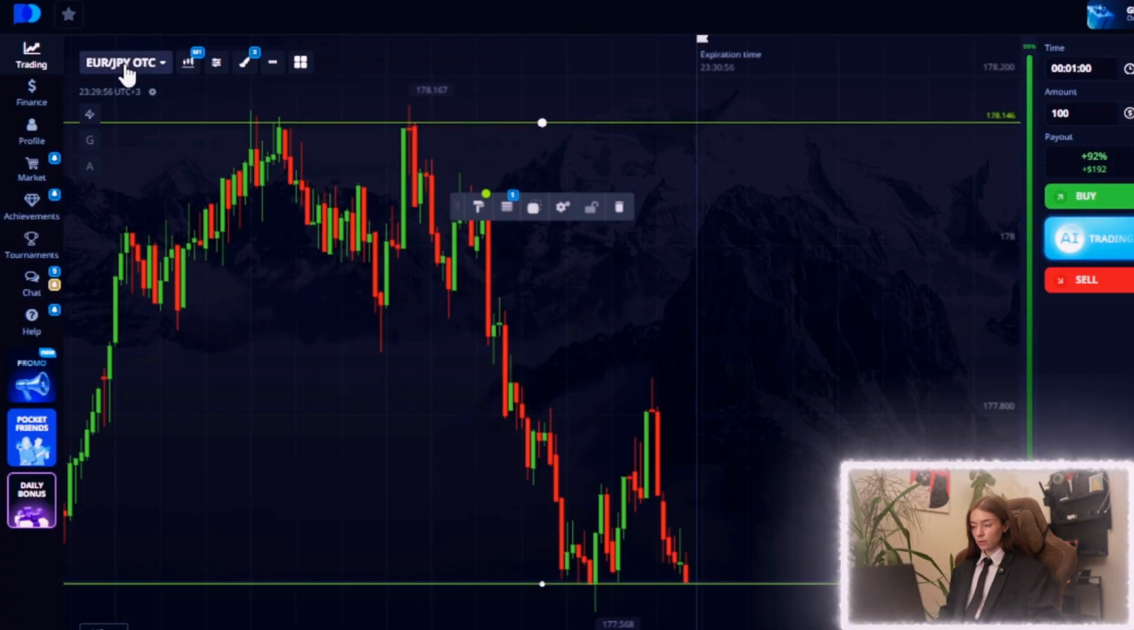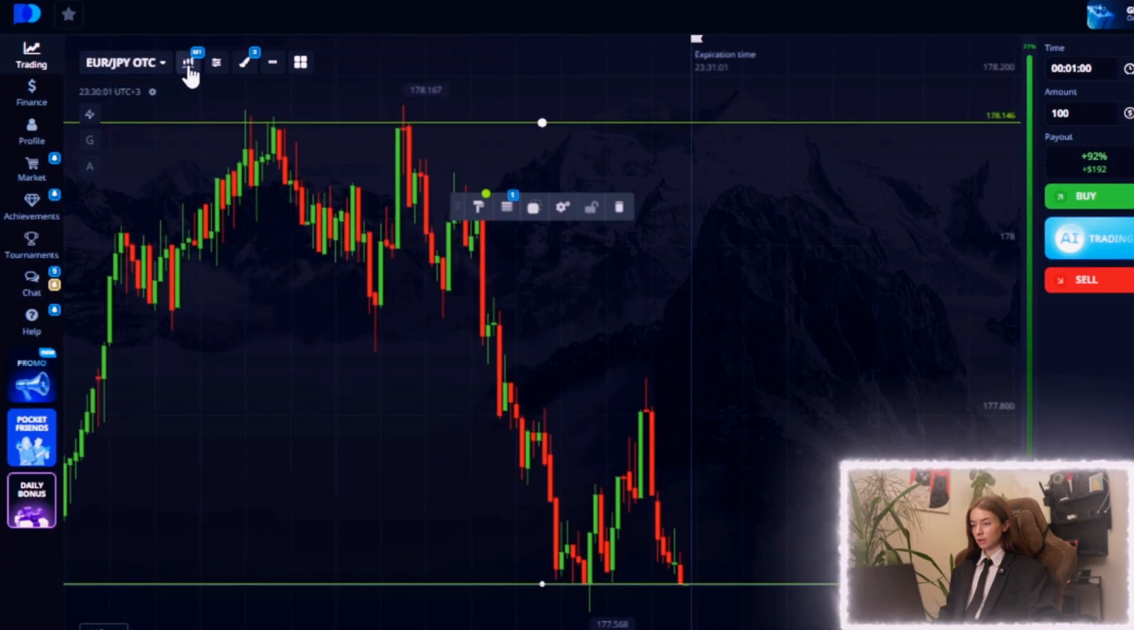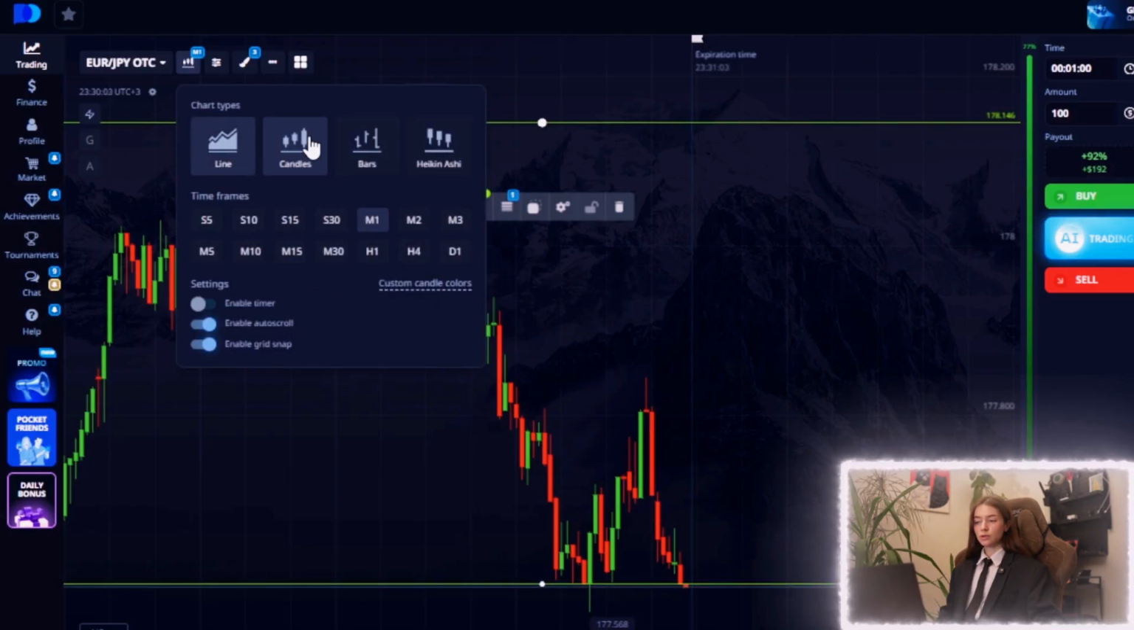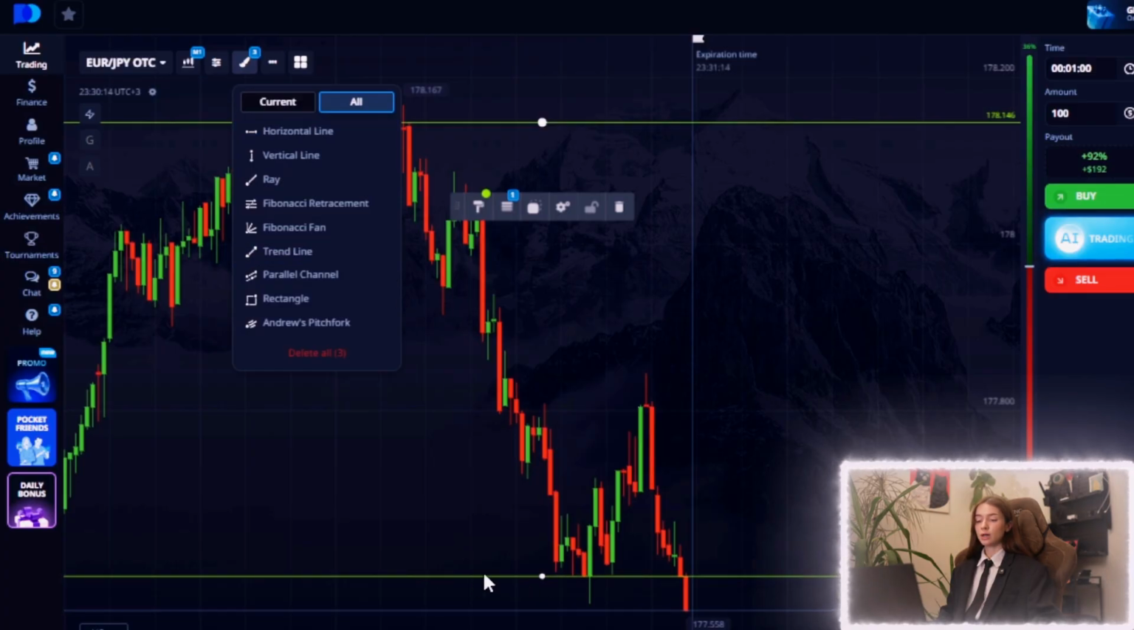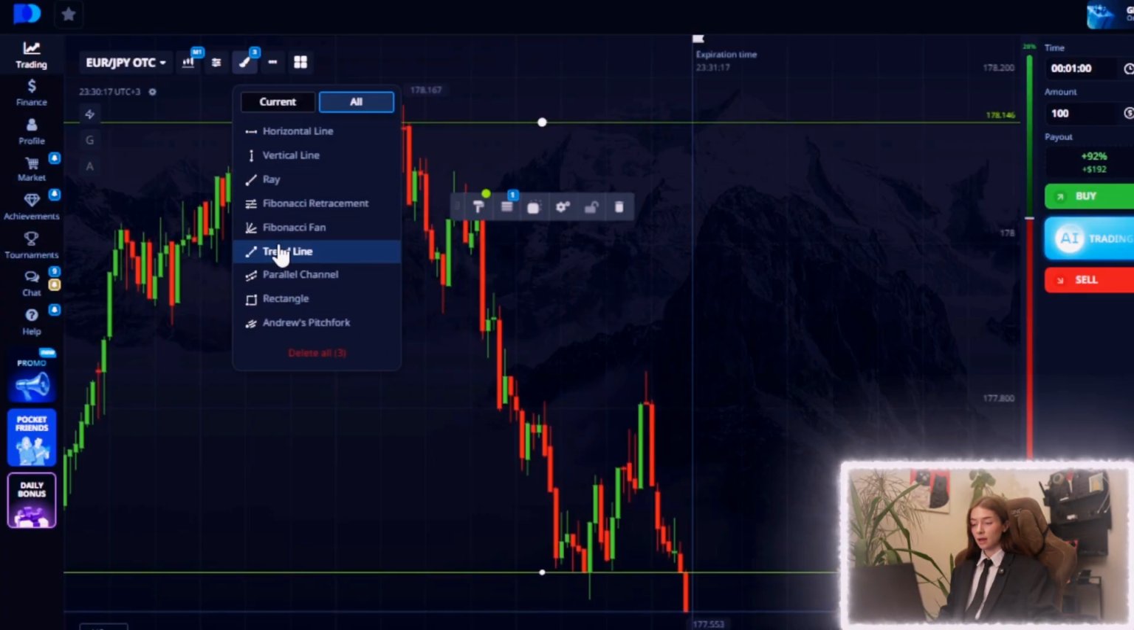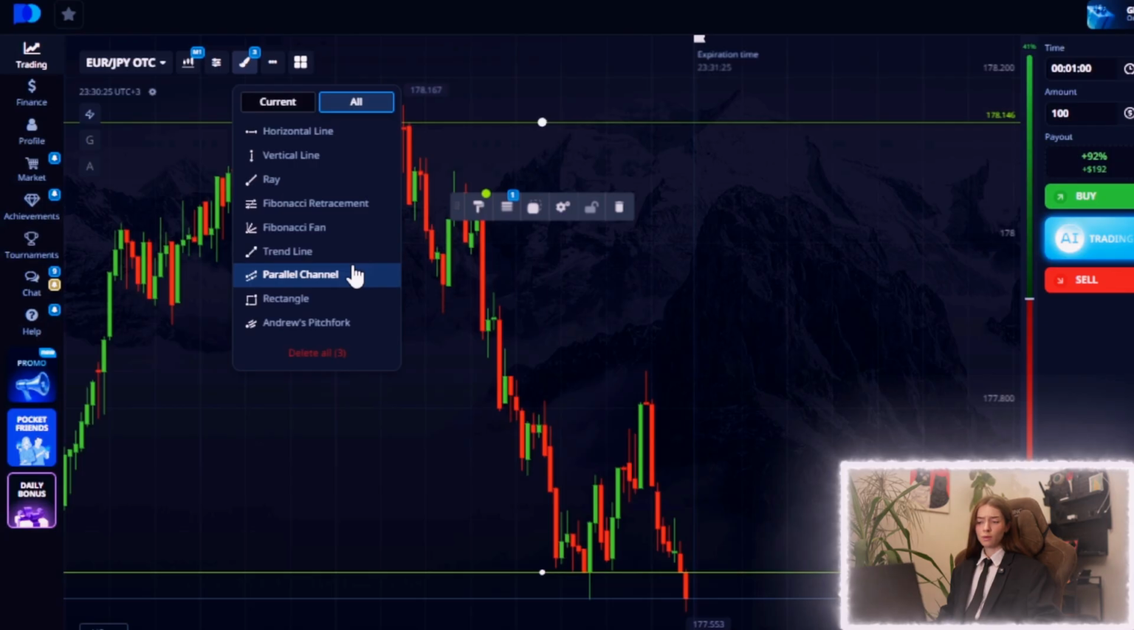A bit about the interface. Here we select the currency pair. Here we select the time frames. You can also choose the chart type, but we use candlesticks because they are the most informative. Here are the drawing tools: the horizontal line we use to mark support levels, the trend line and others. You can experiment with these tools as well. In other words, you work with a clean chart.